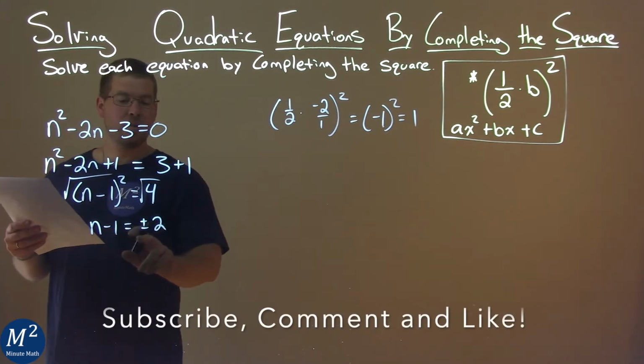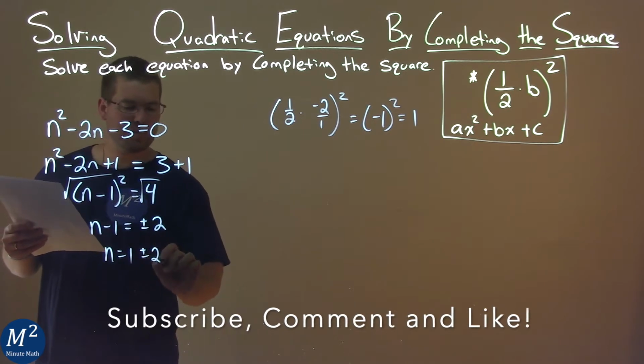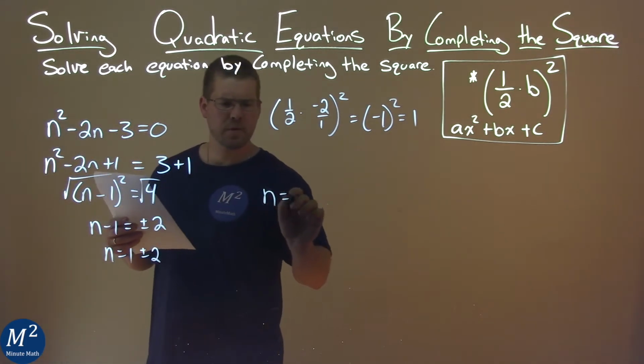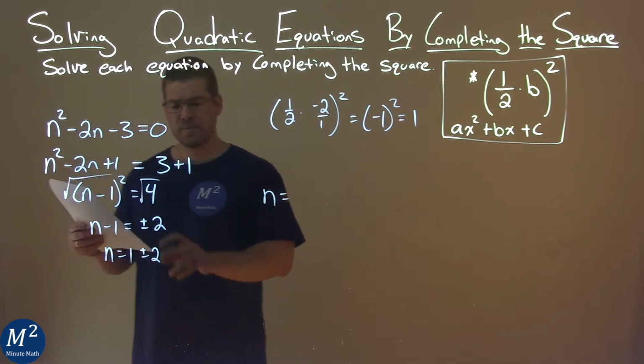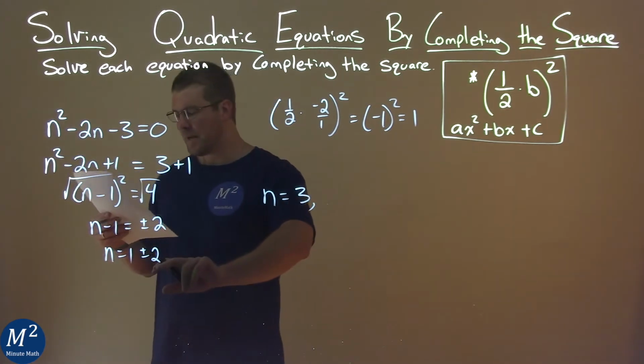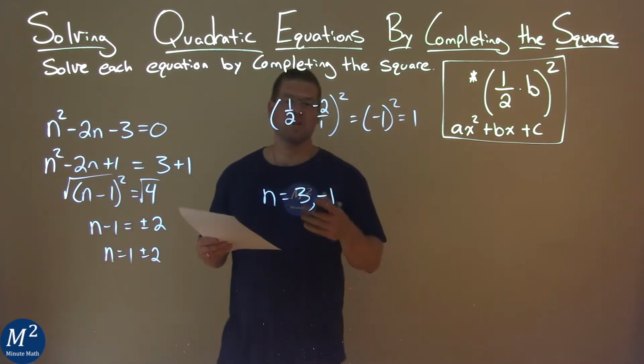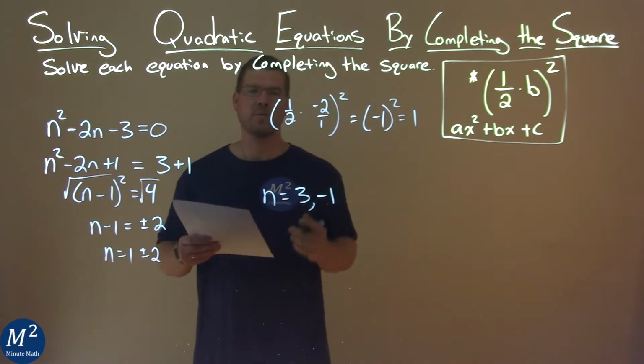We now have to add 1 to both sides, and we have n equals positive 1 plus or minus 2. So what are our solutions? Let's solve each one individually. 1 plus 2 is 3, and 1 minus 2 is negative 1. And so our two answers are n equals 3 and negative 1.